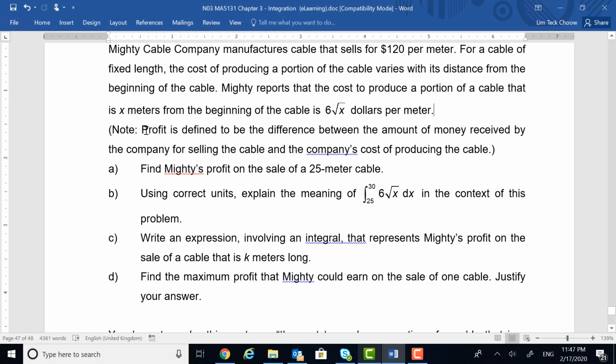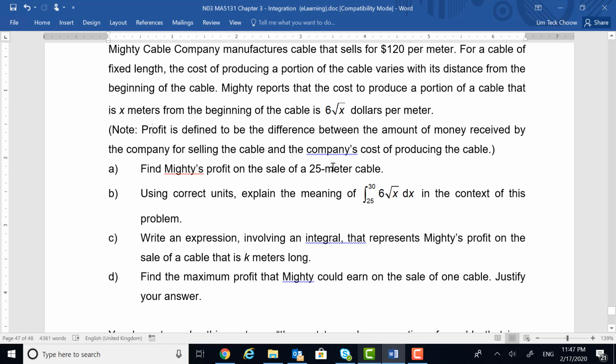So there's this definition of profit. In fact, it's quite intuitive. Profit is always equal to the revenue minus the cost price. The revenue is how much you collect by selling the cable, and the cost price is the money that's spent to produce the cable.